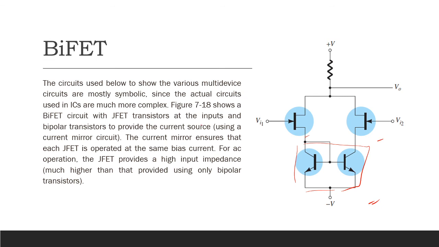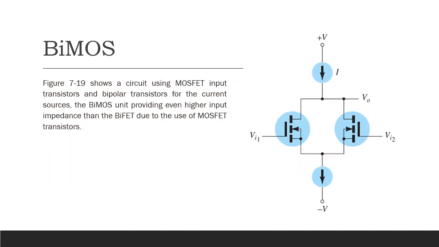So the current mirror ensures that each JFET is operated at the same bias current. Since the current flowing here is equal to the current flowing here, di ba na-discuss din natin yan sa current mirror, then therefore, the current flowing through the circuit will also be the same. So, mamimaintain natin yung same operating parameters on both transistors.